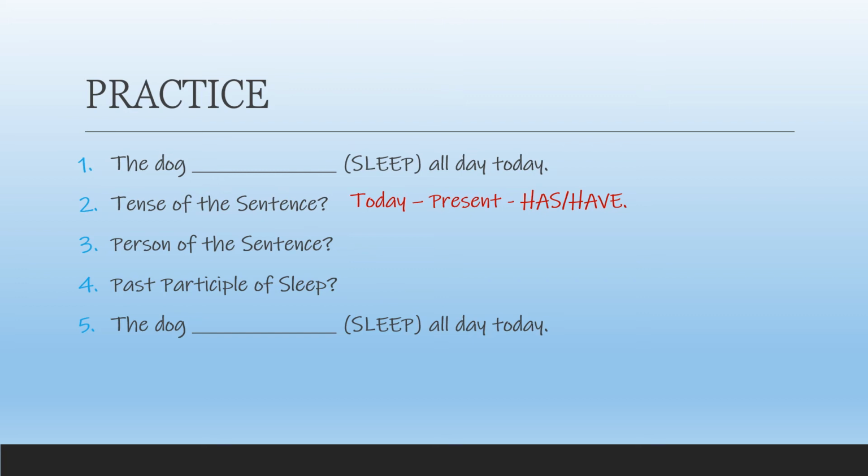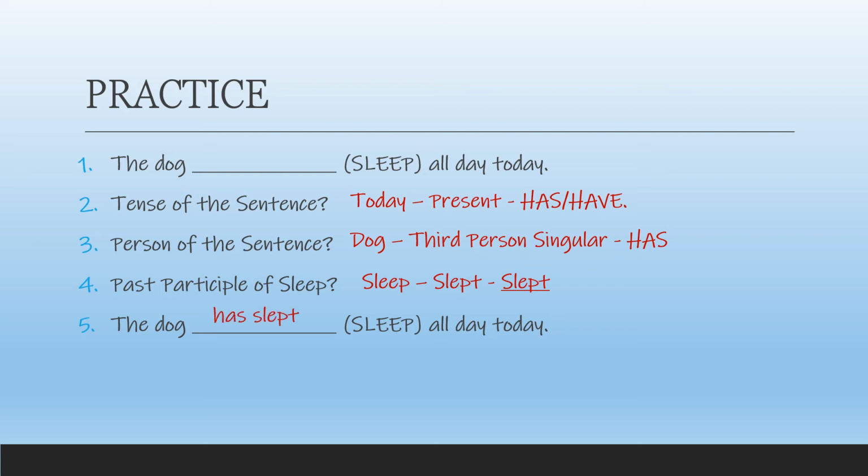What is the person of the sentence? We are talking about the dog, which is the third person singular, which means we shall use has. And what is the past participle of sleep? Sleep, slept, slept. So slept is the past participle of sleep. And how will we use the verb in the sentence then? The dog has slept all day today. So this is how we do the perfect tense of a verb.